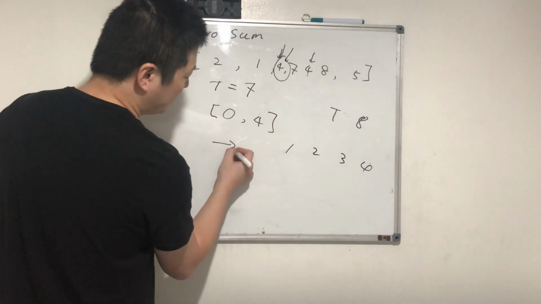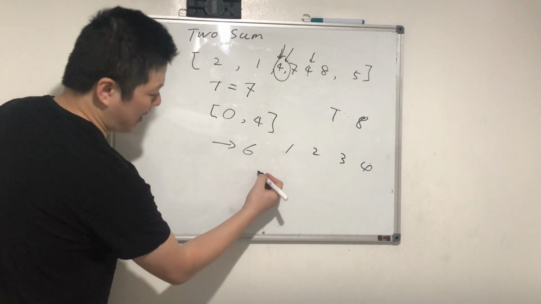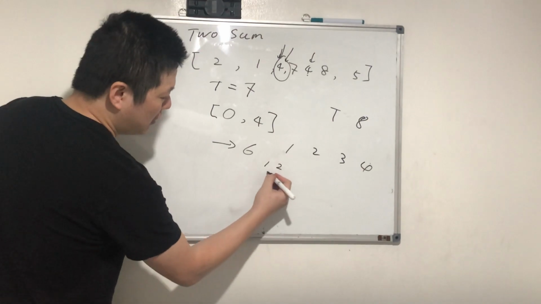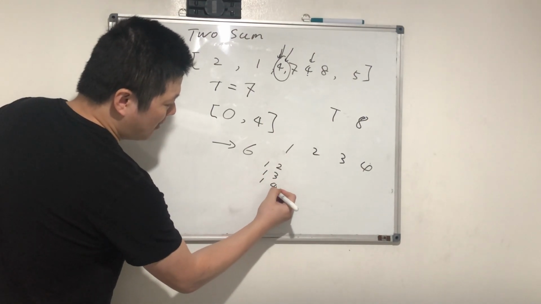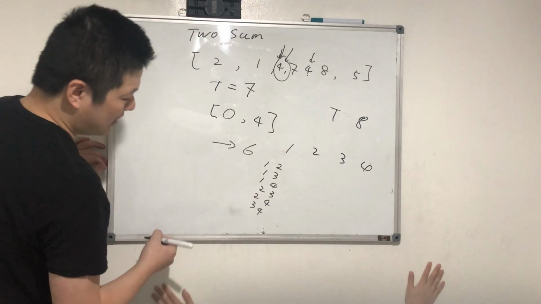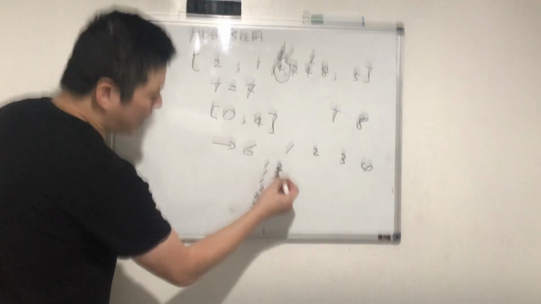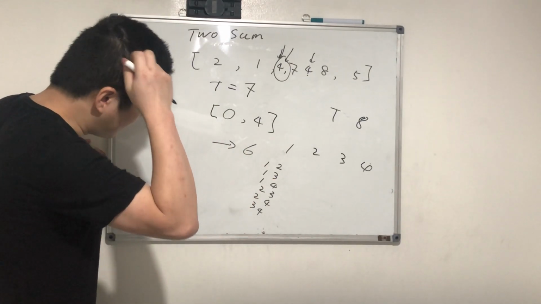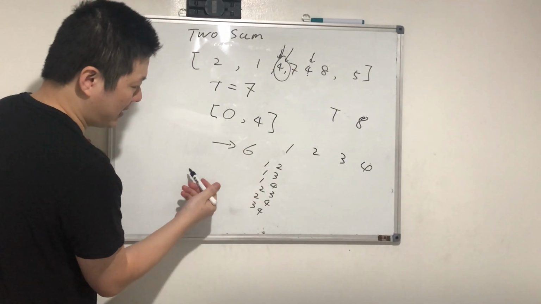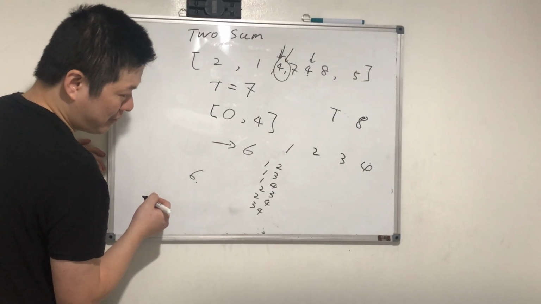and we want to check if there are numbers adding to 6, yeah? So how many pairs can we have? 1 and 2, 1 and 3, 1 and 4, 2 and 3, 2 and 4, 3 and 4. This is the pairs we need to check, right? So how many pairs? 1, 2, 3, 6 pairs, right? And the target is 6.